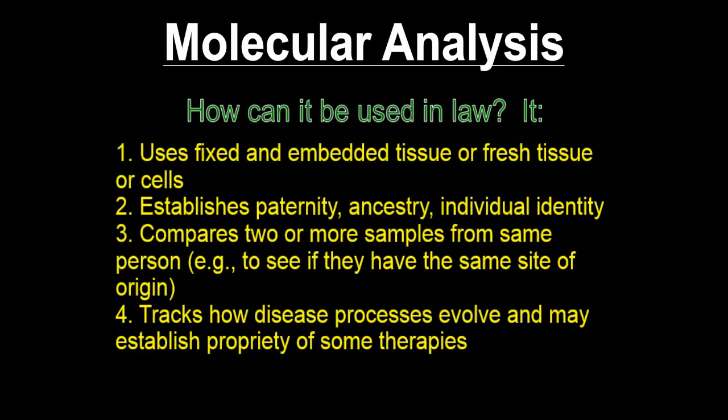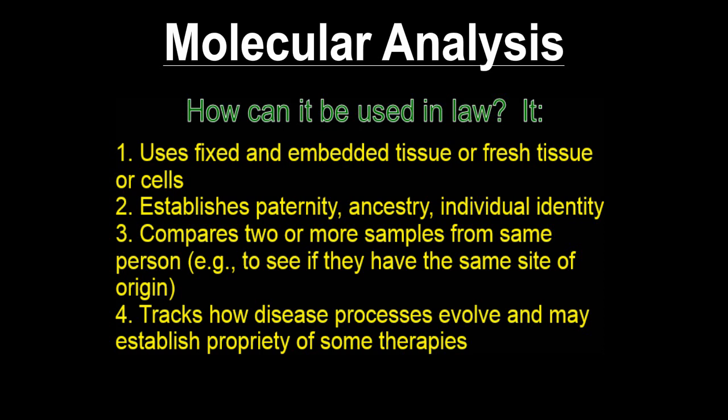How can it be used? It can either use fresh or fixed tissue, although these things, DNA, RNA, do degrade over time. It can establish paternity. It can establish ancestry. There are certain DNA and RNA characteristics that are characteristic of people of various geographic origins. It can help identify an individual.